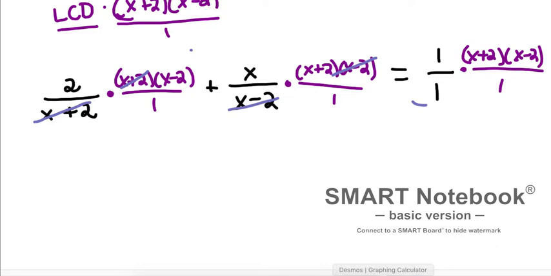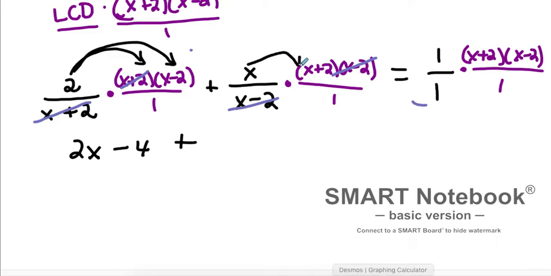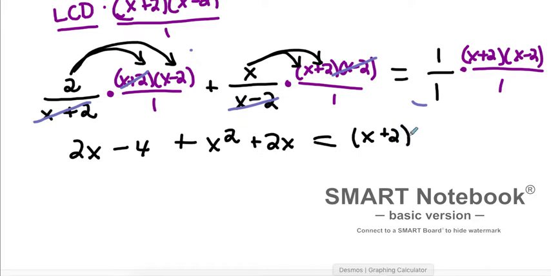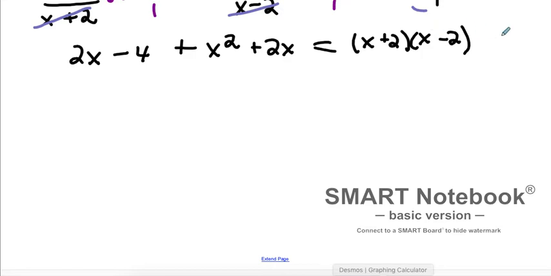Okay, so let's see what we have. Here, in the first fraction, we just have to distribute our 2. So 2 times x is 2x. 2 times negative 2 is negative 4. Plus, okay, here, we also have to distribute our x. X times x is x squared. X times 2 is 2x. Very good. And the last fraction is just x plus 2 times x minus 2, which again, hopefully you noticed you're going to have to FOIL this.